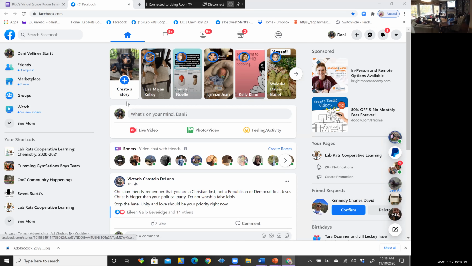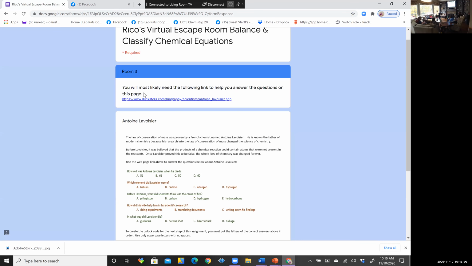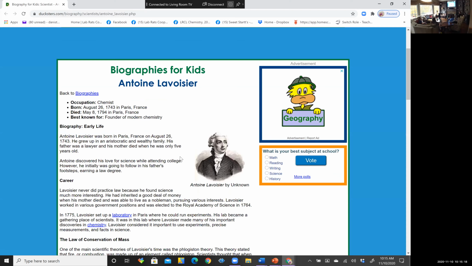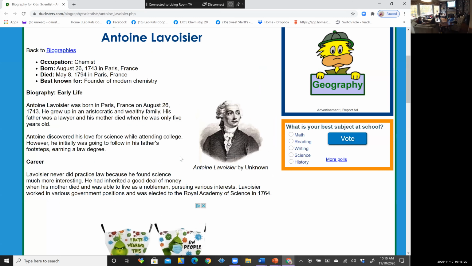Okay, so we're going to have to go to this link right here and read this, which is super cool, just so that you know. So here we go. This is about Antoine Lavoisier. Antoine Lavoisier is often called the father of chemistry. All right, so here's some stuff about Antoine Lavoisier. He was a chemist, and he was born August 26, 1743 in Paris, France.